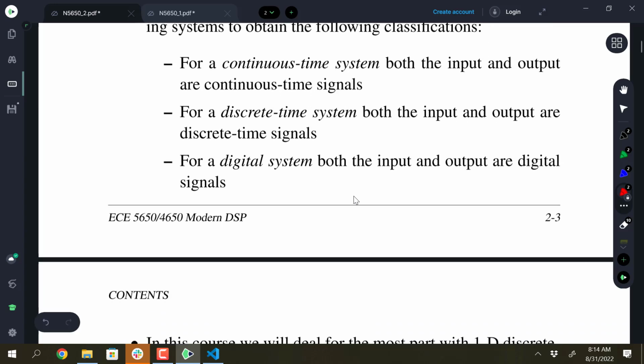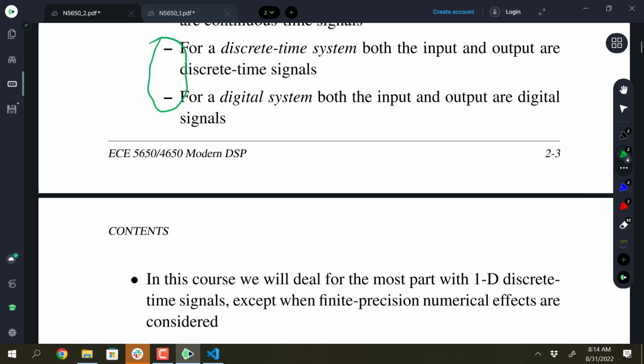So discrete time system, discrete time signals, input and output, digital system, both input and output digital signals. I'm not really going to be that picky about it, but it's just so you understand that there are differences, and precision is a factor.